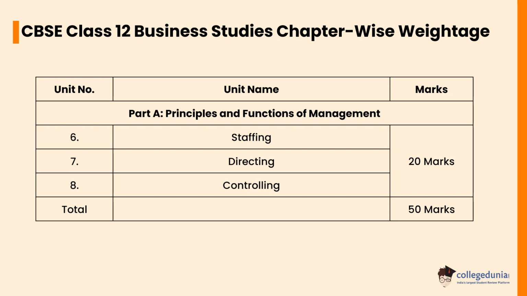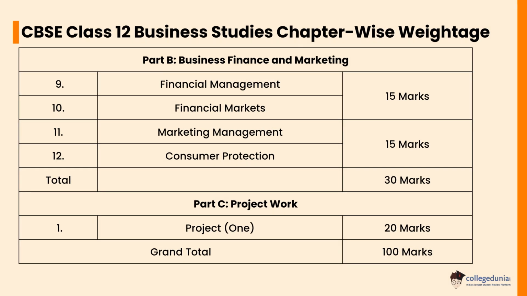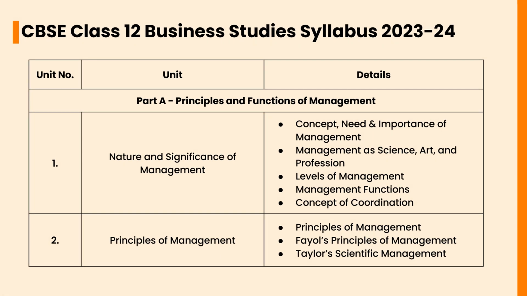In Part B, Business, Finance and Marketing, Financial Market and Financial Management consist of a weightage of 15 marks. Marketing Management and Consumer Protection consist of a weightage of 15 marks. In Part C, the project consists of a weightage of 20 marks. Let's check the CBSE Class 12 Business Studies Syllabus 2023 to 2024.